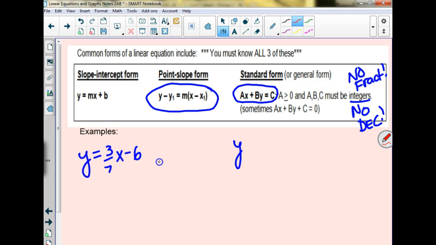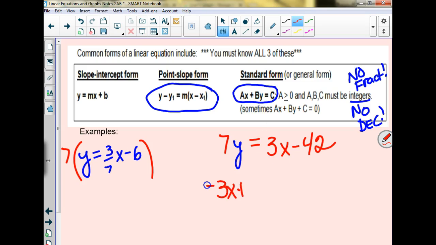Multiply this through by the common denominator, which would be 7. So if I multiply through by a 7, what would I have? Equals? Nicely done. Okay, is that this form yet? I have to have the x and y on the same side. So if I subtract 3x over here, I would get this. Is that good? Am I reading the rest of their rules up there? What's the other thing it says?